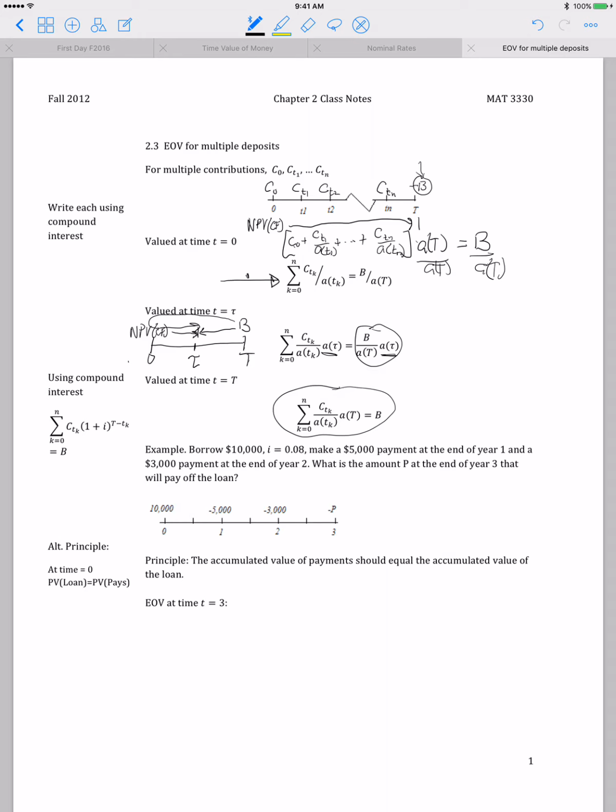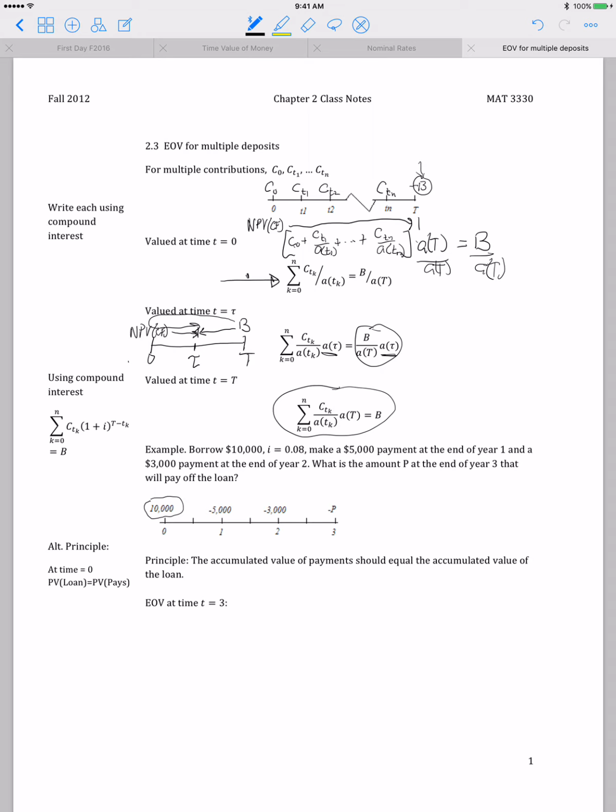Notice on the timeline, from the standpoint of the borrower, the borrower receives $10,000, so what the borrower receives, by convention, we make positive, and what the borrower pays, by convention, we make negative, and that's why the payments to pay off the loan are all negative. So the principle involving loans is that the accumulated value of the payments should equal the accumulated value of the loan.